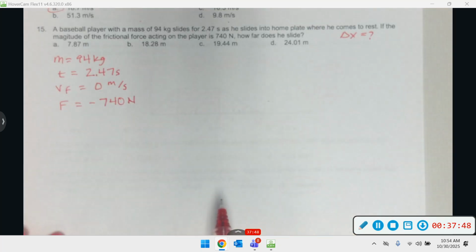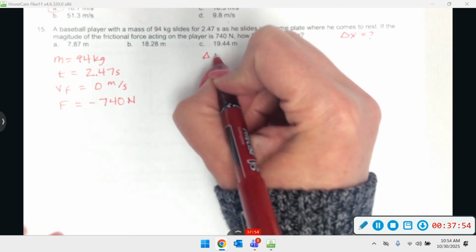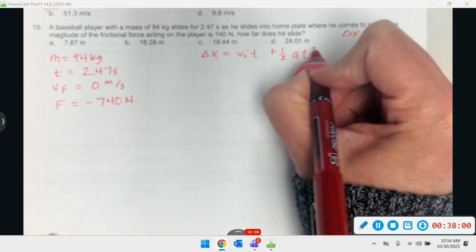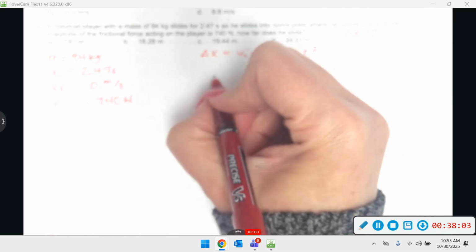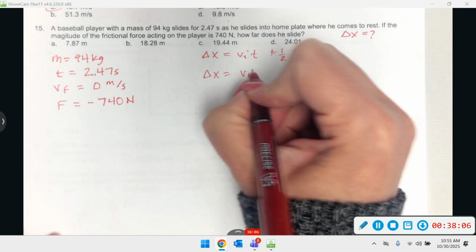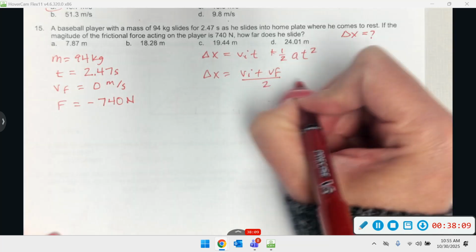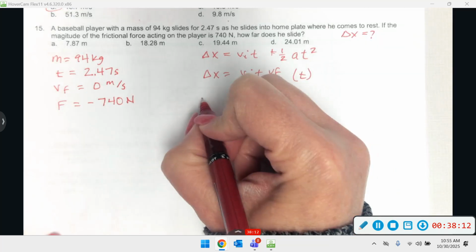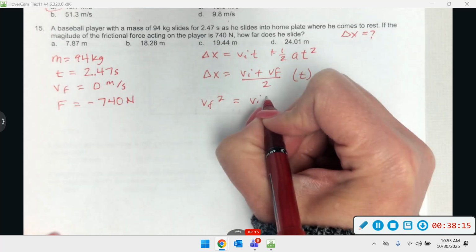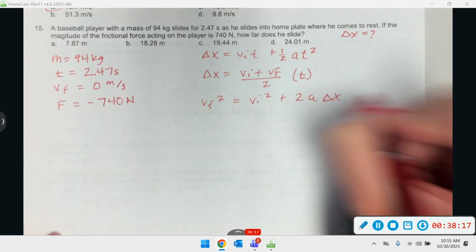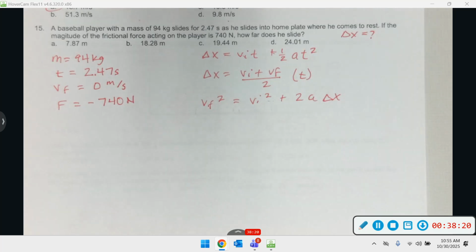So with this information, if I want to find delta x, I've got a few equations. I have this one, delta x equals VIT plus 1/2 AT squared. I have delta x equals VI plus VF divided by 2 times time, and I have VF squared equals VI squared plus 2A delta x. Those are the three equations that have delta x in them. All of these equations require us to have VI. I can't do anything without VI, so I need to solve for my initial velocity.